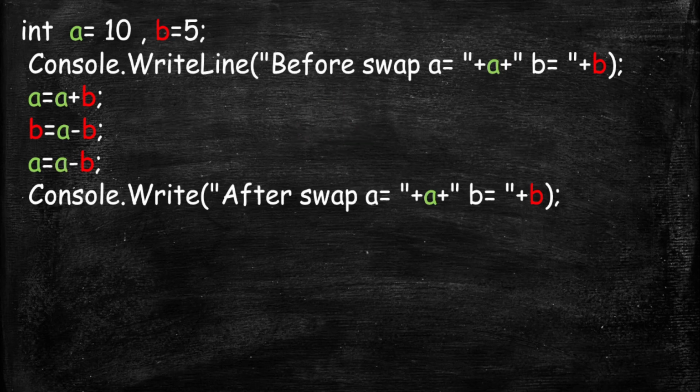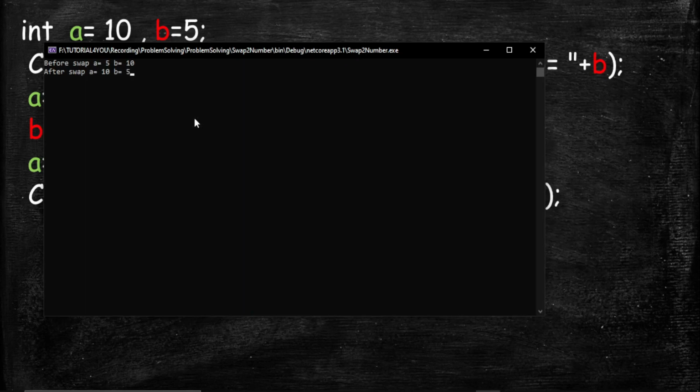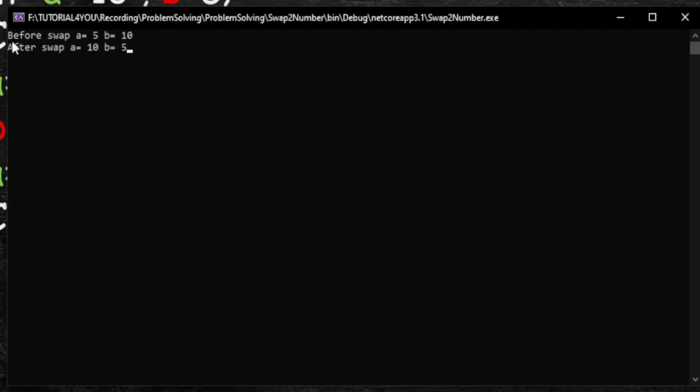Let's look at how this program will look. This program will look like this. Before swap it will print that the value of A and B is 10 and 5. After swap it will print that A is equal to 5 and B is equal to 10.